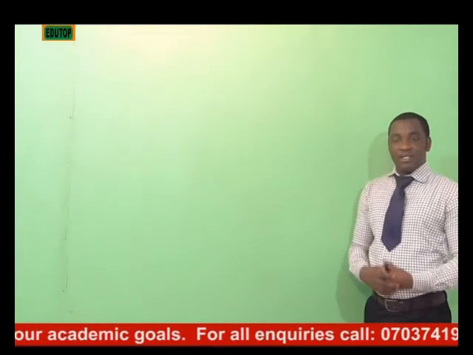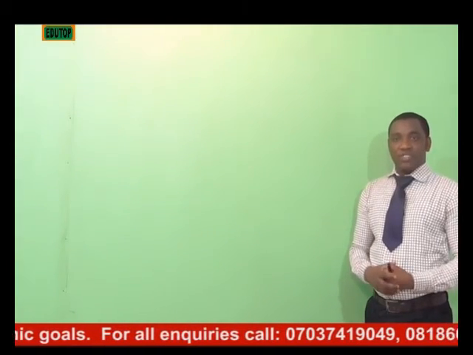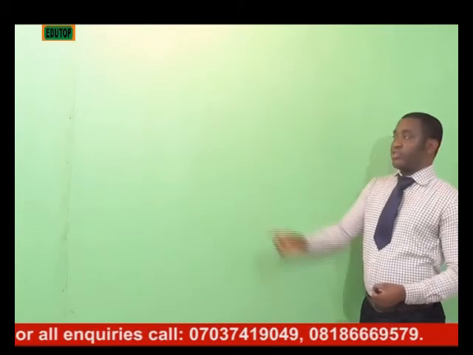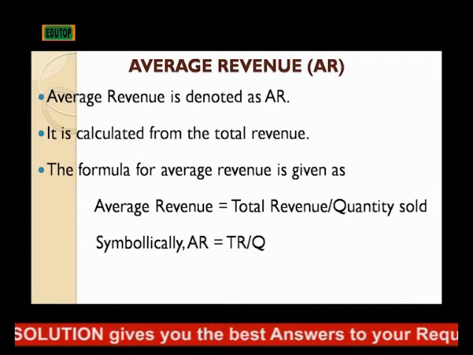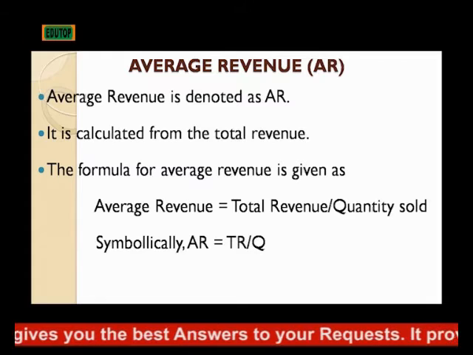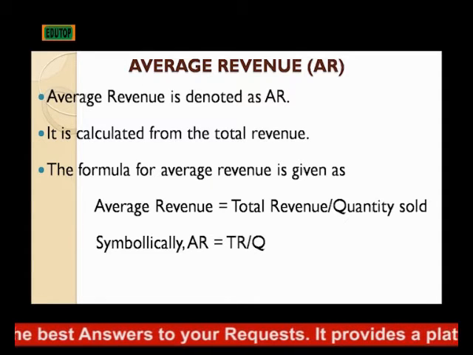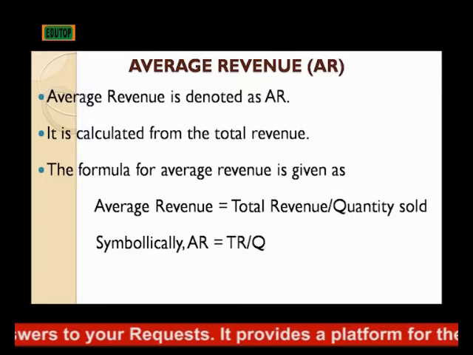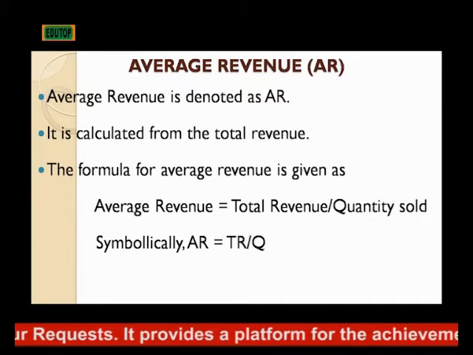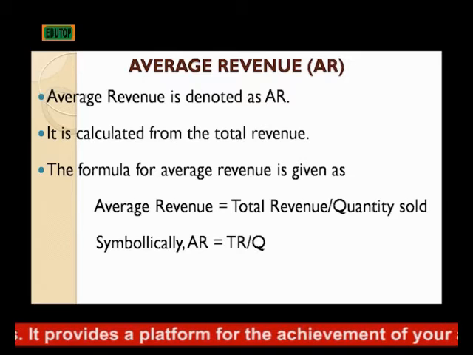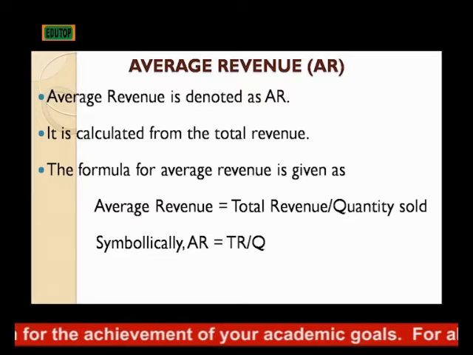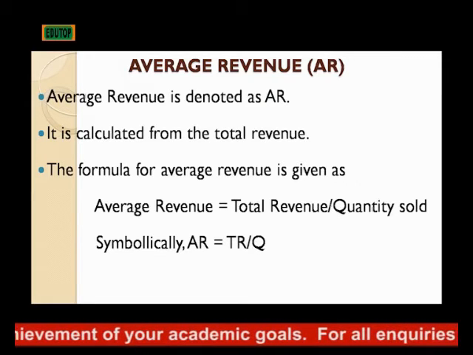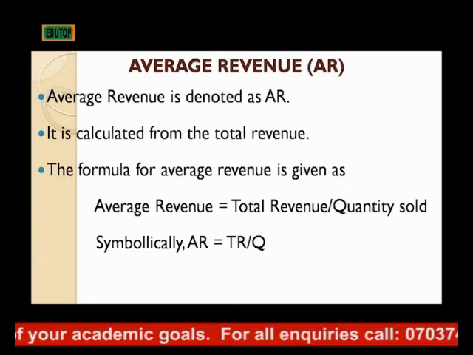That is total revenue. Now, average revenue. Average revenue is also denoted as AR. It is calculated from the total revenue. The formula for average revenue is given as AR = TR divided by Q, where AR represents average revenue, TR represents total revenue, and Q represents the quantity.